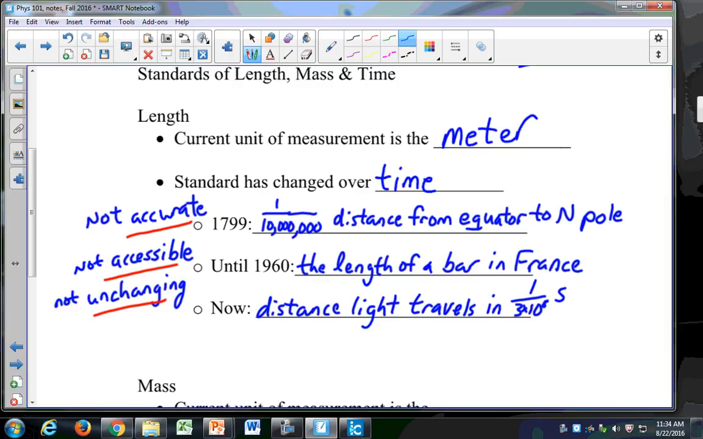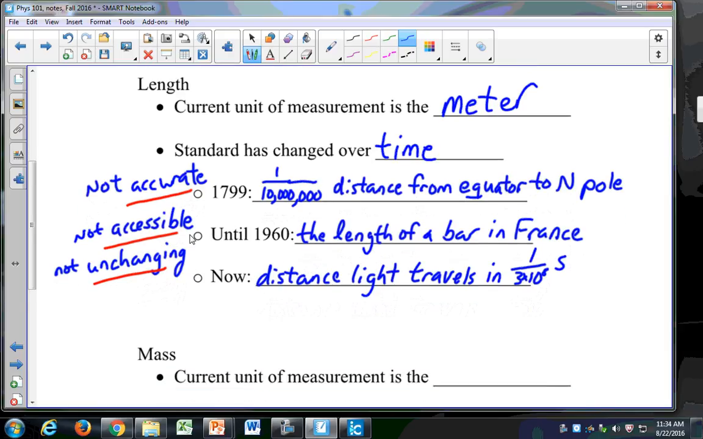It's very accessible. And also, as far as we know, the speed of light does not change. And so this is an unchanging standard. So that's a good example of how the standards have progressed over time, and then also how a good standard fulfills these three properties.